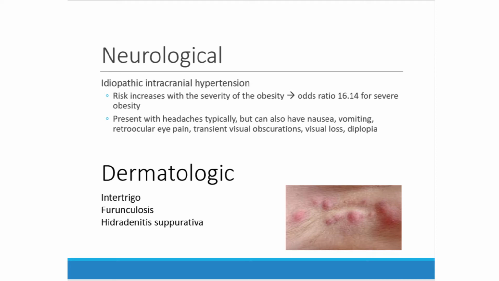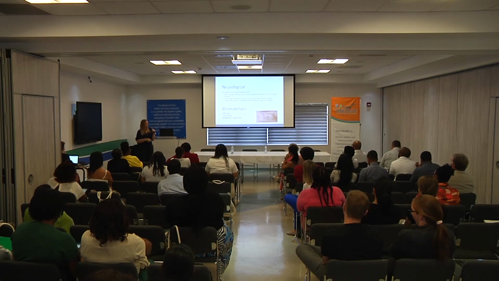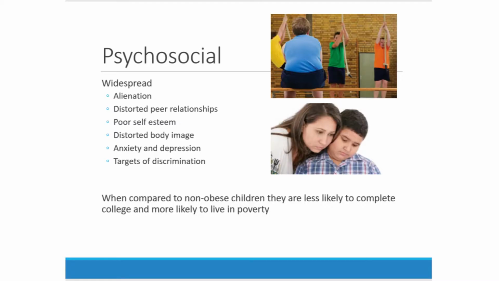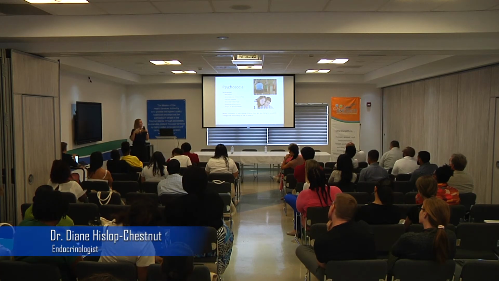Dermatologic issues: intertrigo, furunculosis, hidradenitis suppurativa, which I just put a quick picture up there. And again, the psychosocial, they feel alienated quite often, these children. Their peer relationships quite often are not very good. They have poor self-esteem, their body image is distorted. They have anxiety and depression. They feel discriminated against quite often in school, and you often see children who have this issue act out at these kids and get into trouble, and then they're bullies, and it becomes quite a severe cycle.